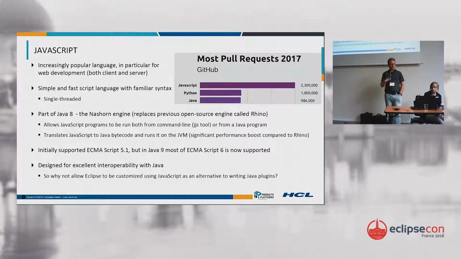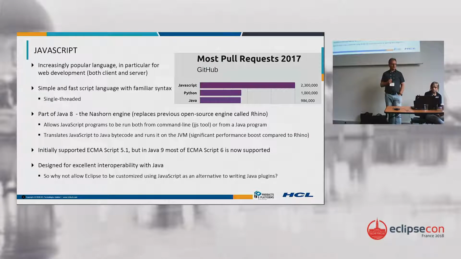And the real deal breaker here was in Java 8, when the Nashorn engine came that replaced the previous open source engine called Rhino. So this allows JavaScript programs now to be run both from the command line using a tool called JJS, but also from within a Java program. And it works by translating JavaScript into Java bytecode so that it can run on the JVM, which is a difference compared to Rhino, and it actually gives much better performance.